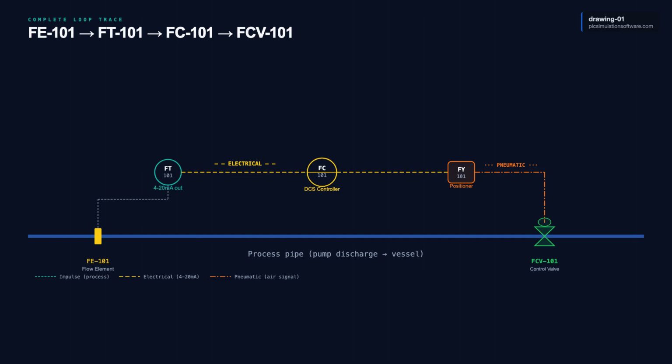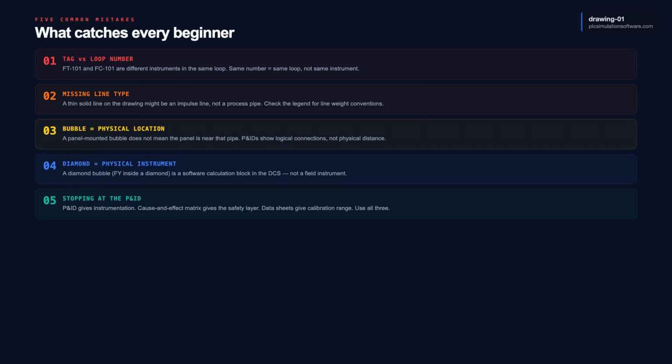The valve is tagged FCV101. On the drawing, it is a bow tie with a circle on top, indicating an actuator. This is one complete loop. Transmitter to controller to positioner to valve. Every flow, pressure, level, and temperature control loop on the drawing follows the same pattern.